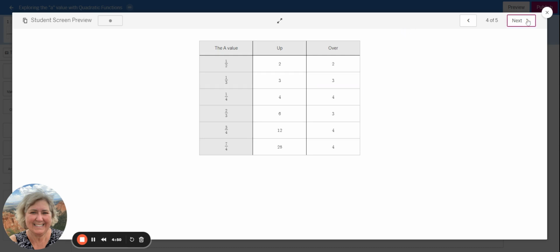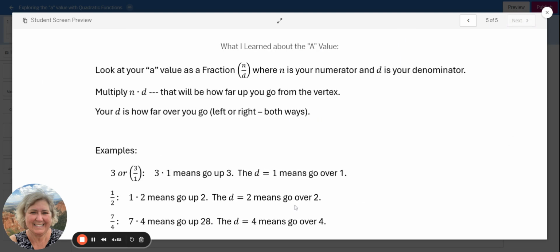So here's my conclusion. This is what I've learned. Look at your A value as a fraction, numerator over denominator. Multiply the numerator and denominator, and that's how far up you're going to go from the vertex. Or if it's negative, that's how far down you're going to go. And then your denominator, your d, is how far you're going to go left or right, it doesn't matter because we're going to have symmetrical points. So both ways.